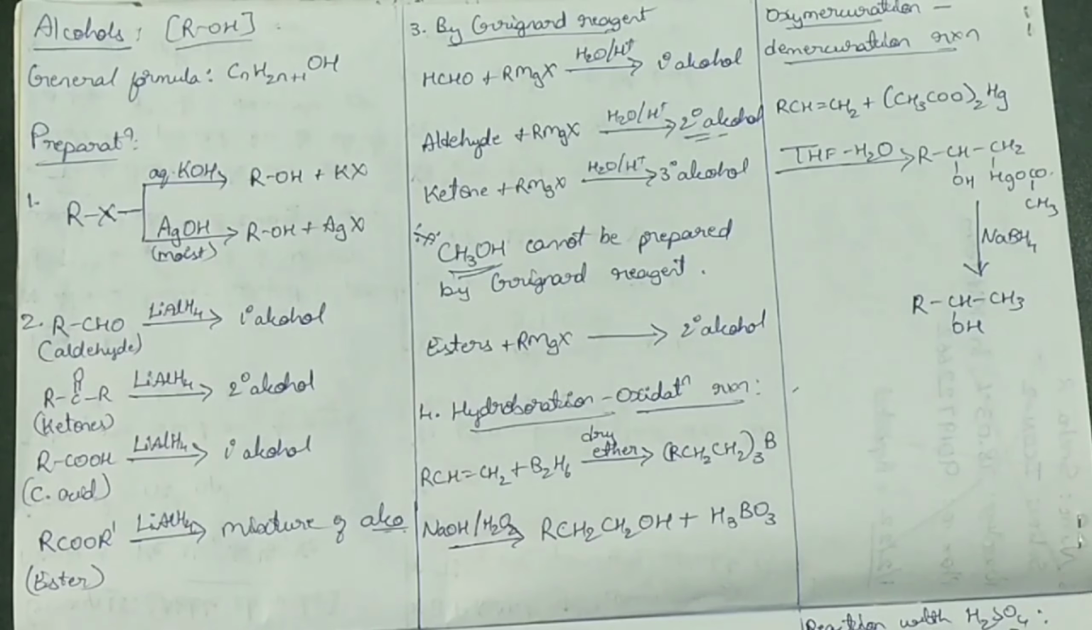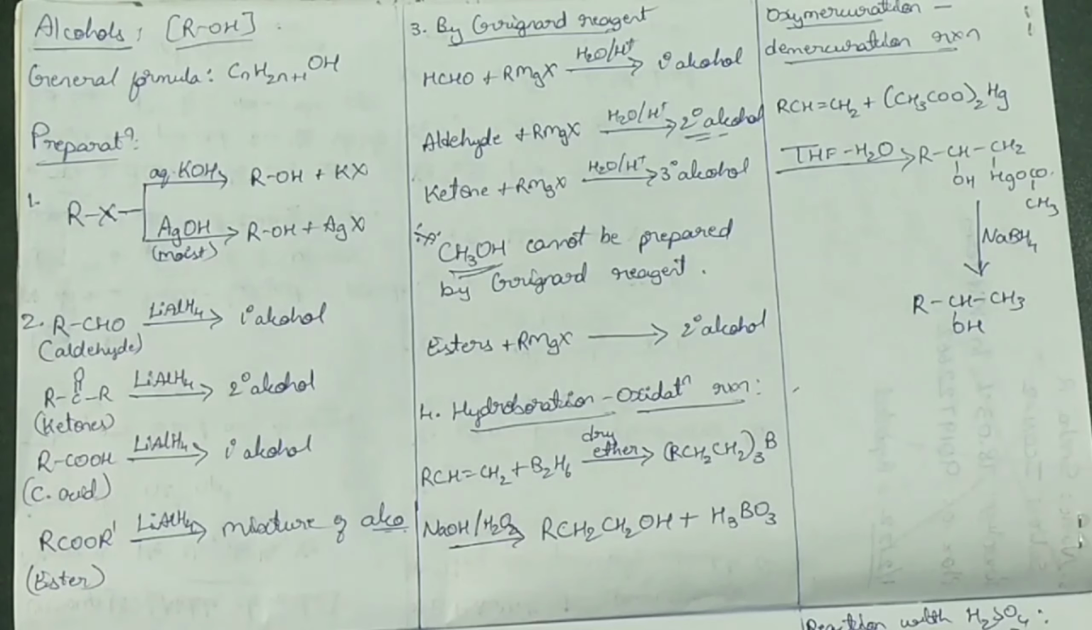The first method is from alkyl halide. When an alkyl halide reacts with aqueous KOH, it gives an alcohol, and alkyl halide reacting with AgOH, silver hydroxide, in moist condition also gives an alcohol.